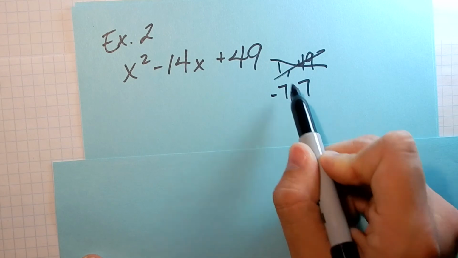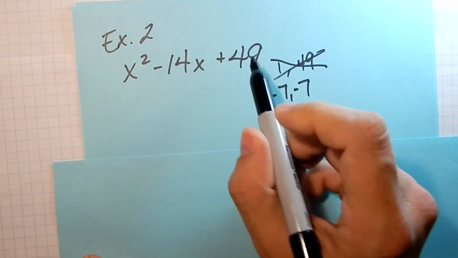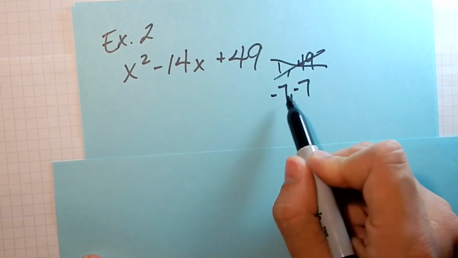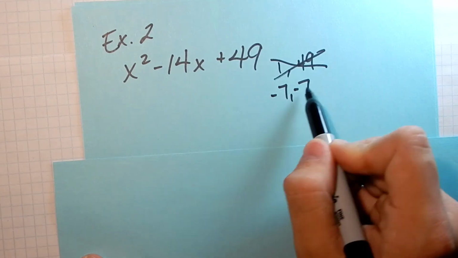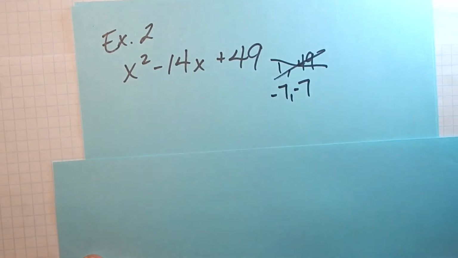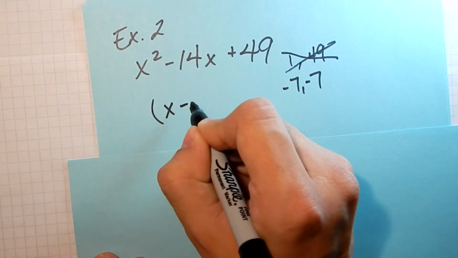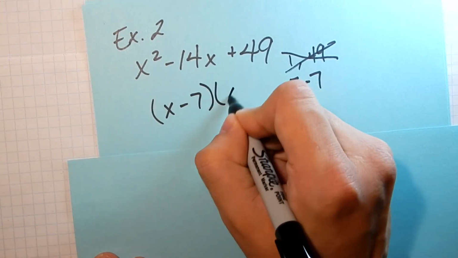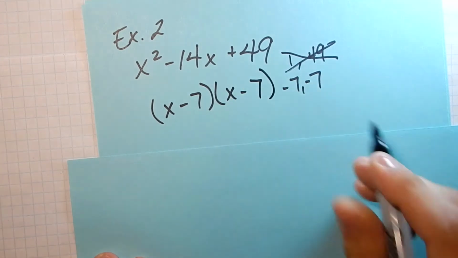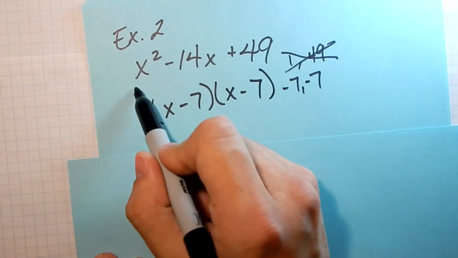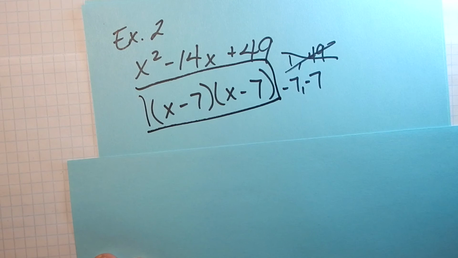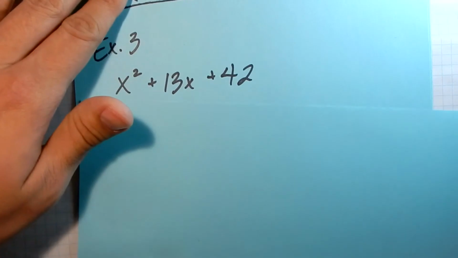So negative 7 times negative 7 is positive 49. If I combine these, negative plus a negative, so the sum of these is going to be a negative 14. So the way we write those factors out, we have an x minus 7 and an x minus 7. So this would be our factored form of this monic trinomial. Let's take a look at another one.